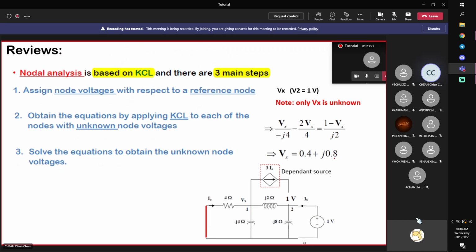Next, let us look at the overview. I am in the process of finding Ix. Why do I want to find Ix? I want to find Z equivalent. Once I know my Ix, my Z is 1 volt divided by Ix, correct? So I have to do nodal analysis to find Vx, and I found Vx because there's only one unknown, so it's easier to use nodal analysis. If you want to use mesh analysis, also fine, no problem. Don't worry about that.